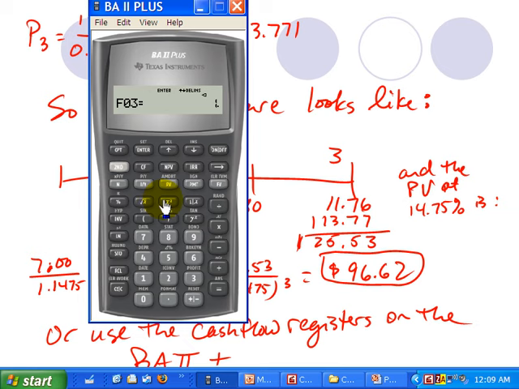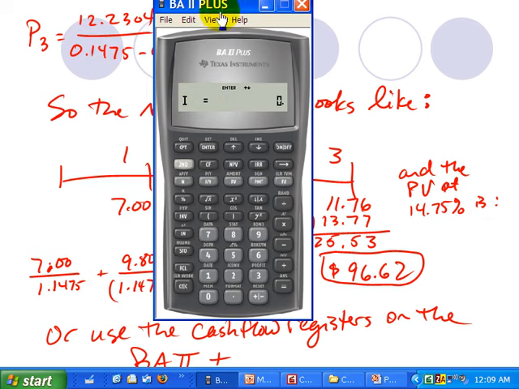And now what we want to do is compute the present value, or actually compute the NPV. So if we hit the NPV button, it's going to ask us what the discount rate is. And if you notice, we've got the discount rate is 14.75%. And remember, don't enter 0.1475. You have to enter 14.75. And I know that seems kind of dumb, but that's the way all of the financial calculators are. So we hit I is 14.75, enter.